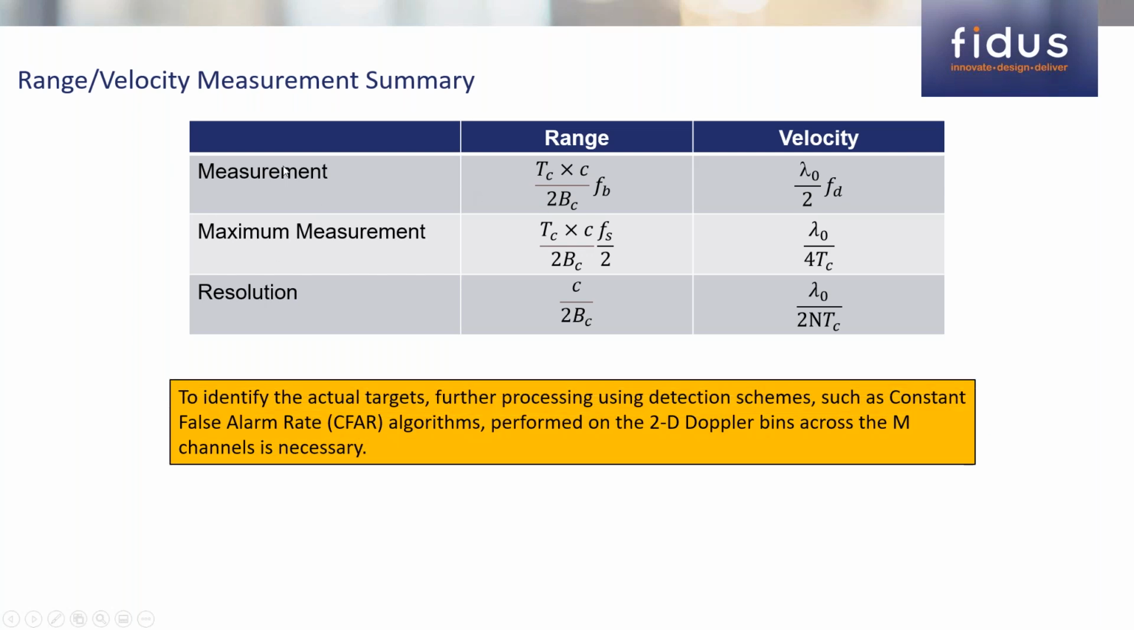However, this is not the end of it. In order to identify the actual targets in the presence of noise, further processing is needed to do the actual detection of targets. There are well-known algorithms out there, such as the constant false alarm rate, or CFAR, algorithm, which will be performed on the 2D Doppler bins across the M channels. This talk will not deal with the CFAR, as it will be performed by software.